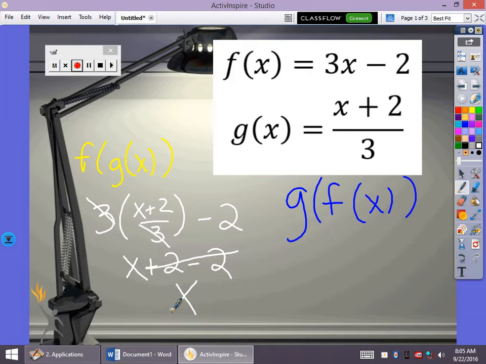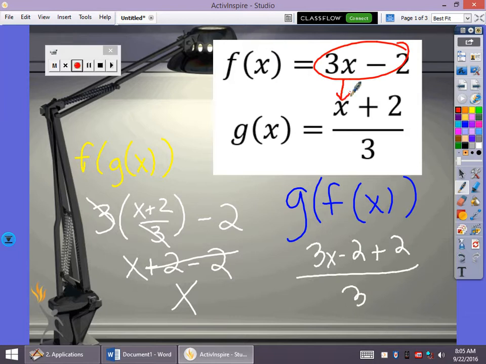Okay. So now we're going to do the same thing. We're going to do g of f of x. So I am going to do 3x minus 2 plus 2 over 3. Again, I took this and substituted it right there. I took this and replaced x. I took the f and put it into the g function. Okay? So now, that cancels, yes? And I'm left with 3x divided by 3, which is x. Are they both x? Therefore, they are inverses.